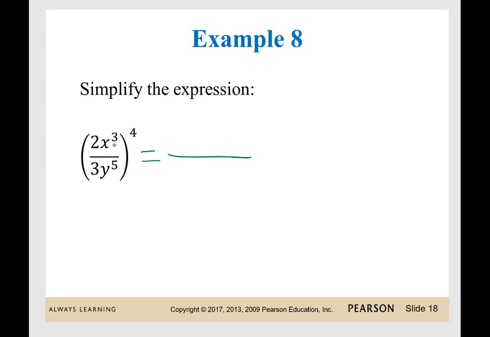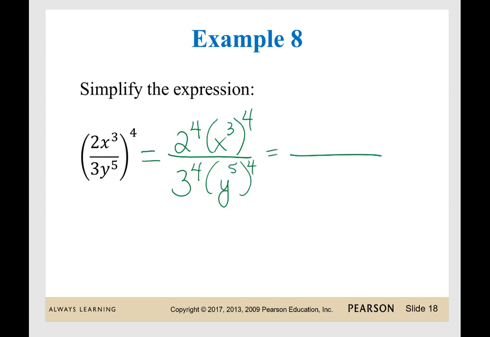All right, and then everything in the numerator is going to get this 4th power. So the 2 is going to get the 4th power. The x cubed is going to get the 4th power. And then everybody in the denominator is also going to get that power. The 3 is going to get that 4th power. And the y to the 5th is also going to get that 4th power. All right, so let's clean that up.